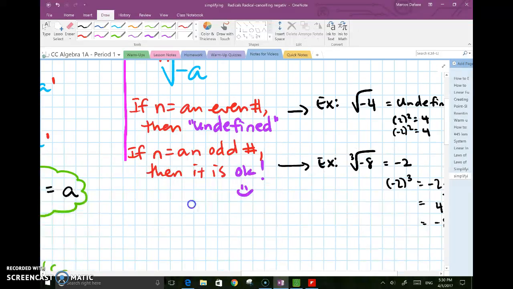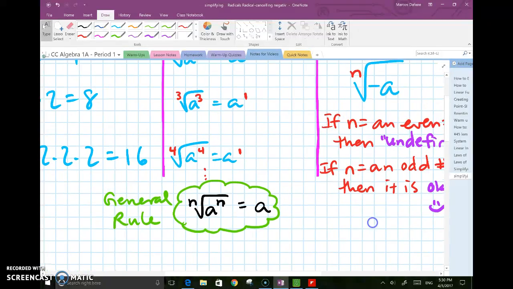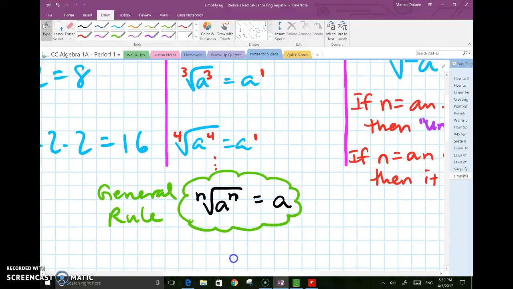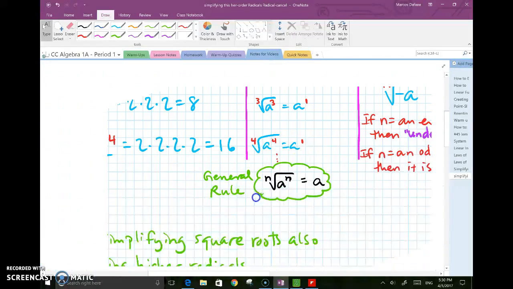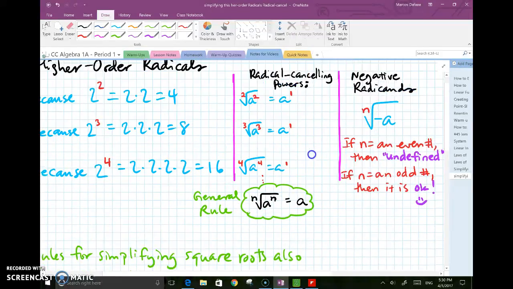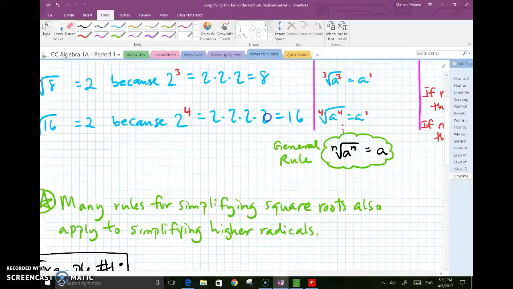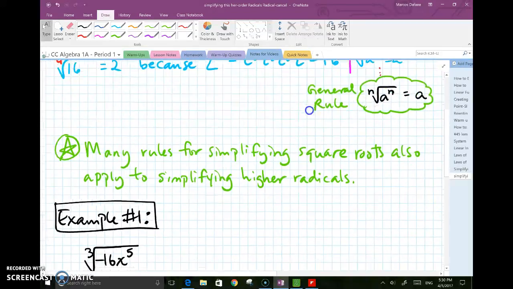Okay, so with that, let's go ahead and generalize. Again, powers canceling radicals, higher order radicals: if your power inside on the radicand is the same as the order of the radical, you're going to get that base by itself. Okay, it's going to come out. All right, so with all these things in mind, and I know it is quite a bit to think about, let's go ahead and jump into some examples.